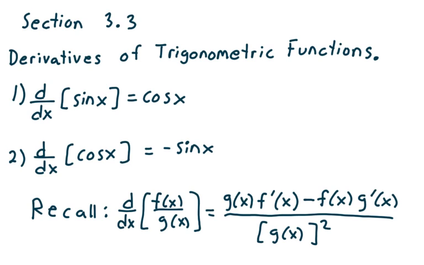Let's recall the quotient rule. The derivative of f of x over g of x with respect to x is equal to g of x times f prime of x minus f of x times g prime of x, over g of x squared. So that's the quotient rule. We're going to need that on the next page.